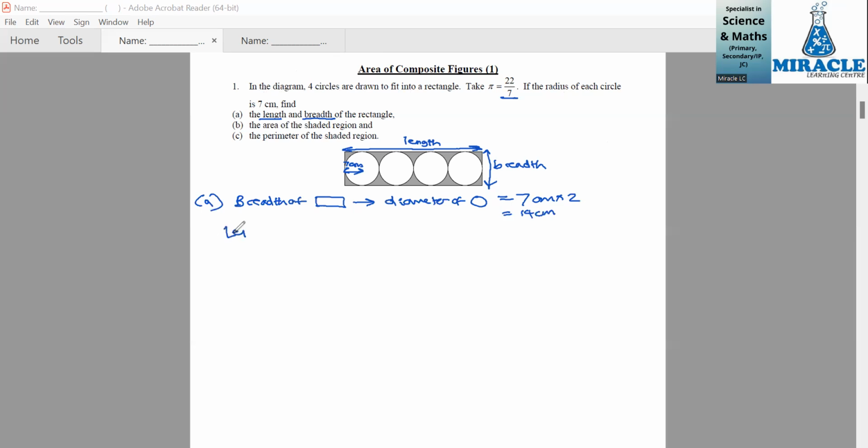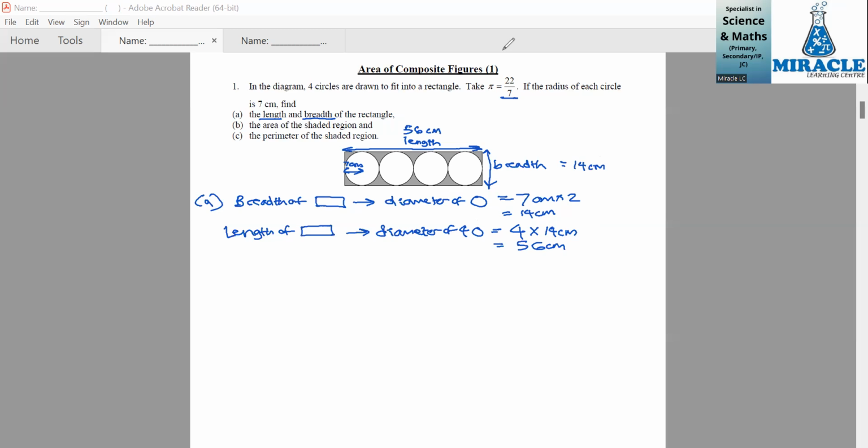Now let's find the length of the rectangle. We realize that the length of the rectangle is actually equal to 1 diameter times 4, because there are 4 circles over here. So we want to find the diameter of 4 circles. And we already found the diameter of 1 circle from the breadth. So all we have to do is take 4 times 14 cm, and this gives us 56 cm. So now we know the length is 56 cm and the breadth is 14 cm.